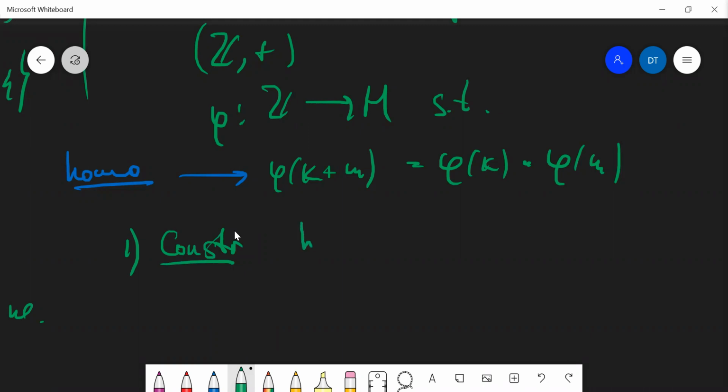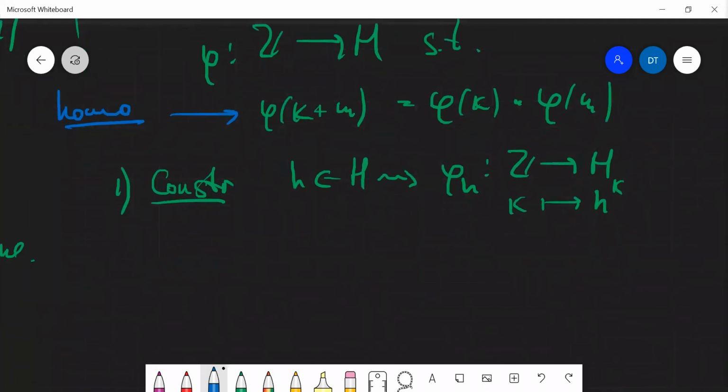The construction suggests: take an element h from H capital. Then for each element h from H capital, I can produce a well-defined homomorphism. This homomorphism works like this: it takes an integer k to h to the k. So this is how you produce a homomorphism using an element h from H capital. First of all, this is a map, and this map is a homomorphism, so it satisfies the rule above. So now I listed you some homomorphisms.